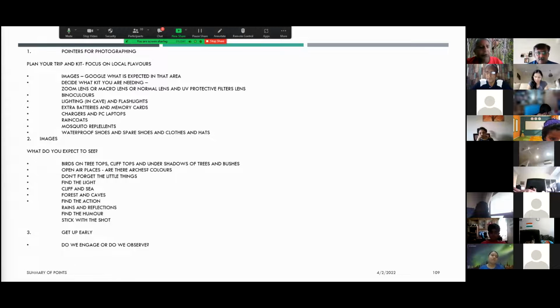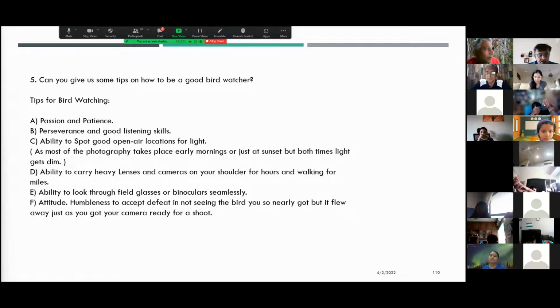The other thing is, when you want to look at subjects, do we engage or do we just watch from far away? And as a bird watcher, there are tips for bird watching. I tell you something, you have to be very patient. It's like fishing. You have to be really keen. You have to have good listening skills and the ability to spot open-air locations for light, as most photography, as I mentioned just now, takes place in the morning.